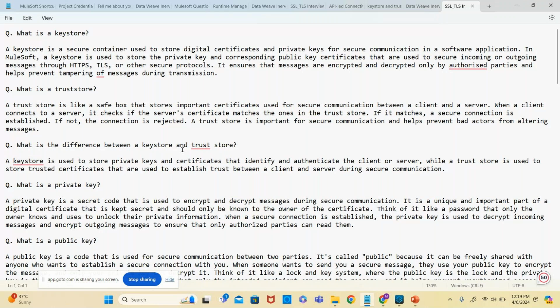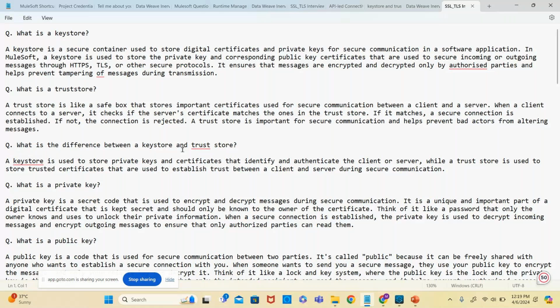A keystore is a secure container used to store digital certificates and private keys for secure communication in a software application. It's a general concept. It's not related to only MuleSoft, exactly. But you should be aware of what a keystore is. Every time we say configure a keystore to make your service HTTPS, then we should know what a keystore is, right? It's like a secure container. Container means something to store, right? That's it. Maybe a folder or maybe a file, exactly.